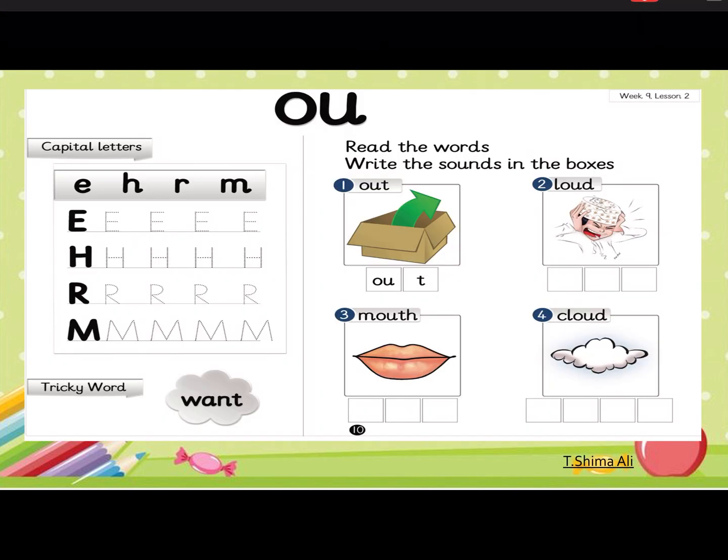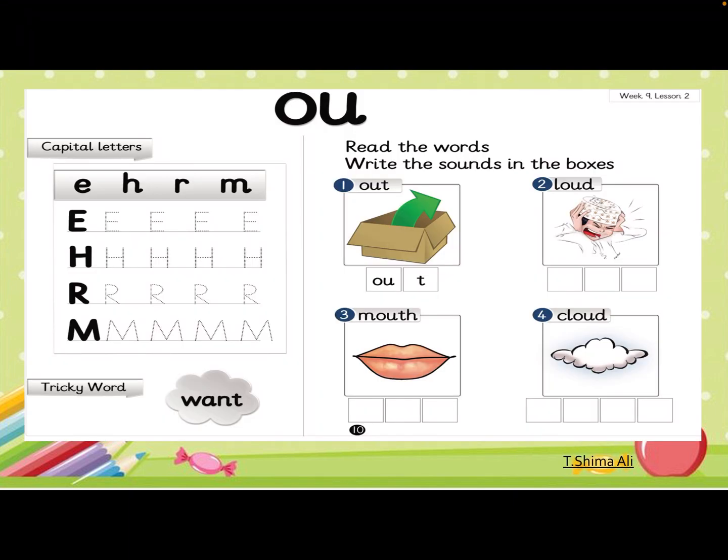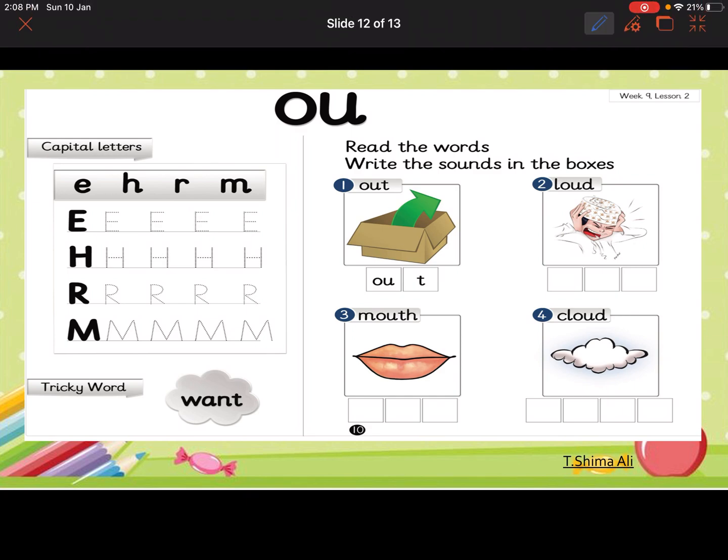Okay, grade 2. Now let's move to the last picture. Here you are going to write the capital letters. You are going to trace them. Okay, then you are going in task 2. You are going to segment the words. Here we have out, so they wrote here ow and t. Okay, loud, write the sound here, and we write the ow as one.